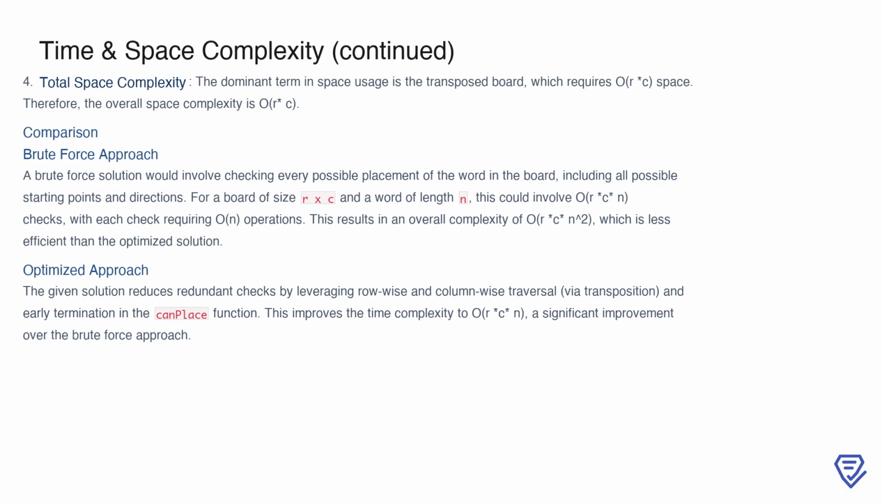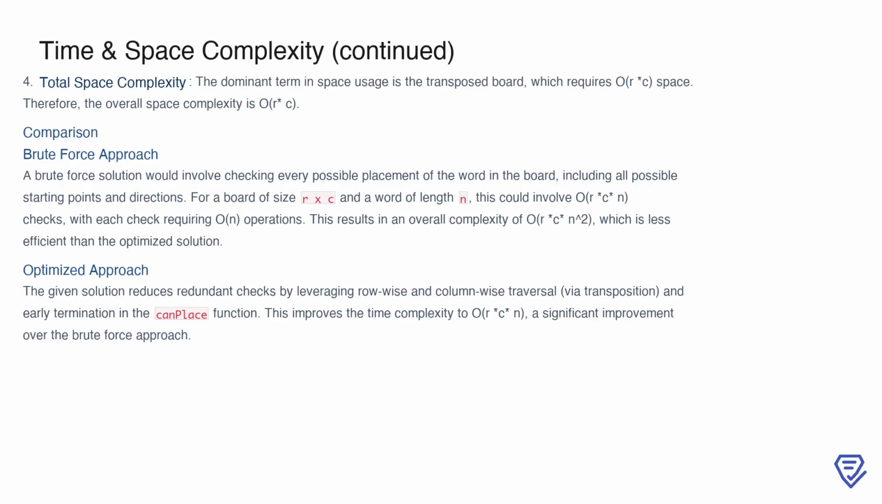Comparing this to a brute force approach, it becomes clear how the optimized solution improves efficiency. In a brute force method, we would check every possible placement of the word on the board, considering all starting points and directions. For a board of size R×C and a word of length n, this would involve O(R*C*N) placements, with each placement requiring O(N) operations.